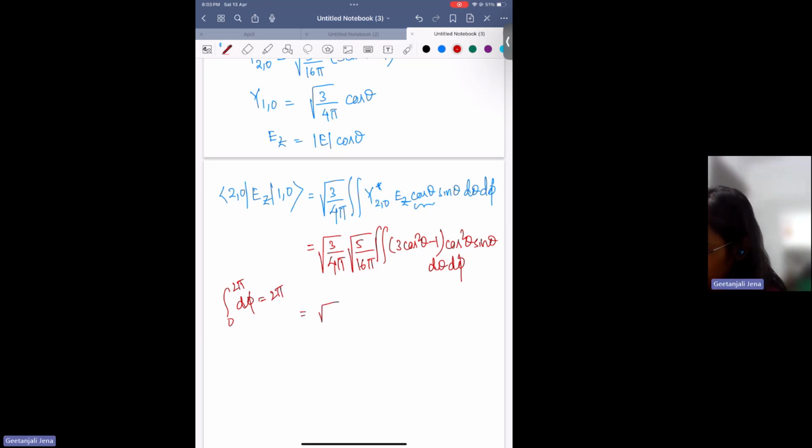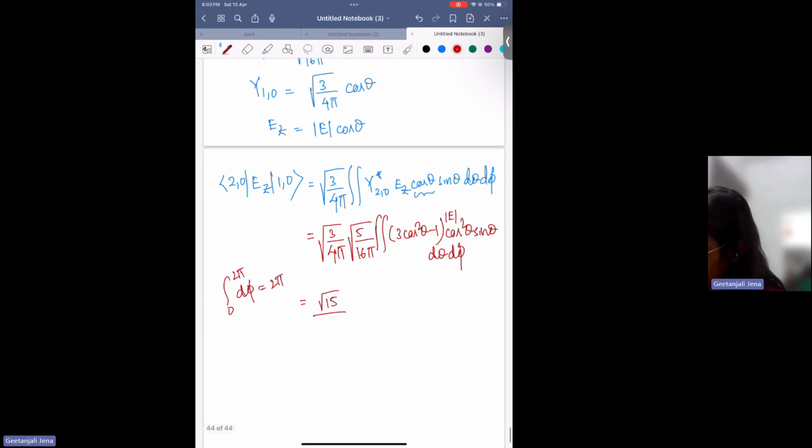So we will get, so this is root 15. Okay, there is an mod E here also. So this will be over 8 pi, there is a 2 pi, mod E, integration of cos square theta, 3 cos square theta minus 1, sin theta d theta from 0 to pi.